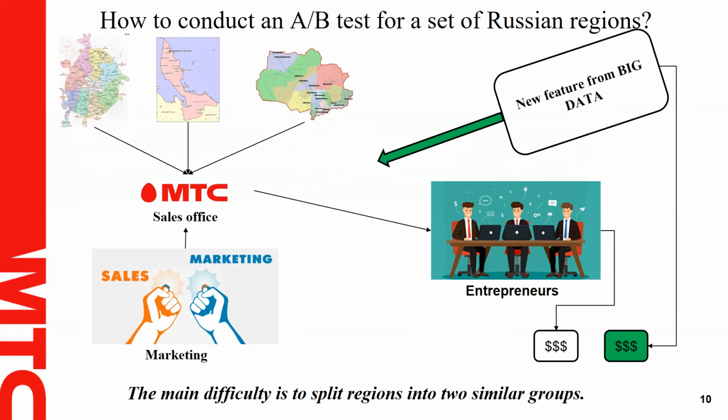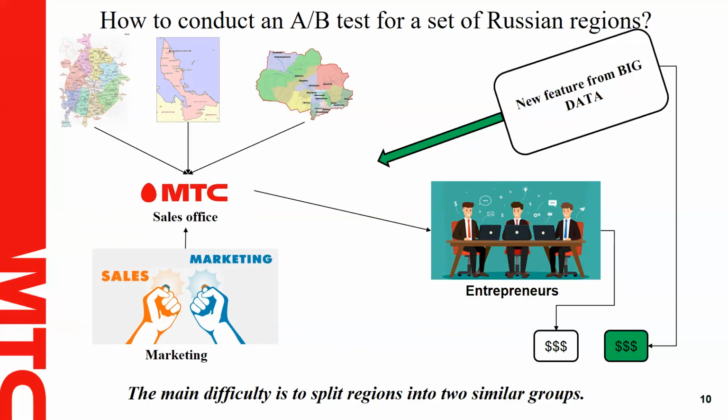We work in the B2B segment. We have a marketing department. It makes samples for the sales offices at MTS allocated in every region of Russia. Then each sales office calls entrepreneurs in these regions. And finally, entrepreneurs use MTS services. MTS solves the standard business task in the B2B segment: attraction, development, churn prediction.